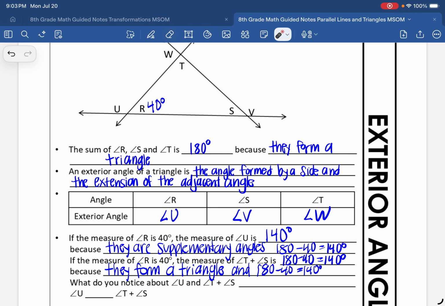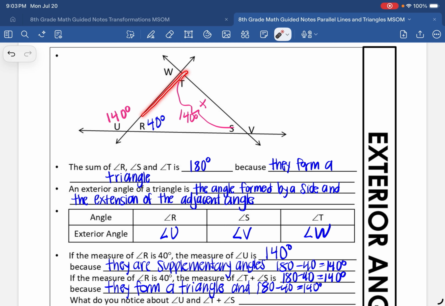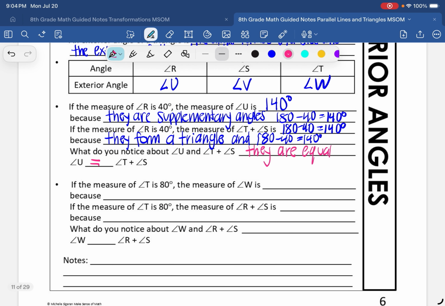So we figured out that angle u is going to be 140 degrees because it is supplementary to angle r. And we figured out t plus s, if I sum these two right here, they're also going to be 140 degrees because this is a triangle. So notice that angle u and these opposite angles right here, the sum of them are going to be the same. If the measure of angle t is 80, what is the measure of angle w?